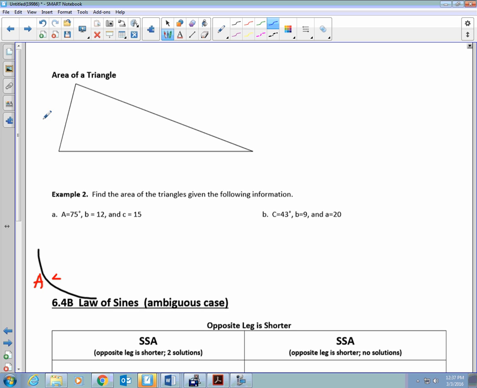Area is sometimes an issue. I have triangle ABC, and what I'd like to do now is derive a second formula. That'll be the formula for area. And area, in terms of a triangle, has a formula that we're well acquainted with. Area is what? Half times base times height.